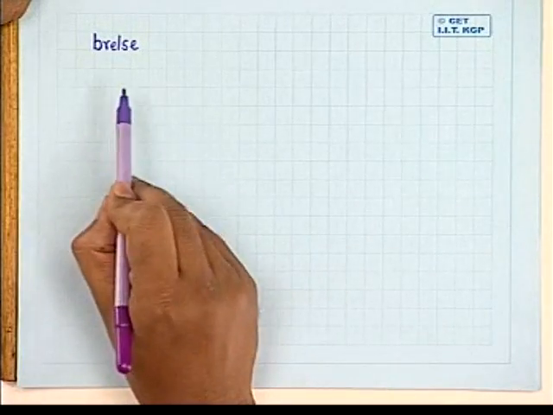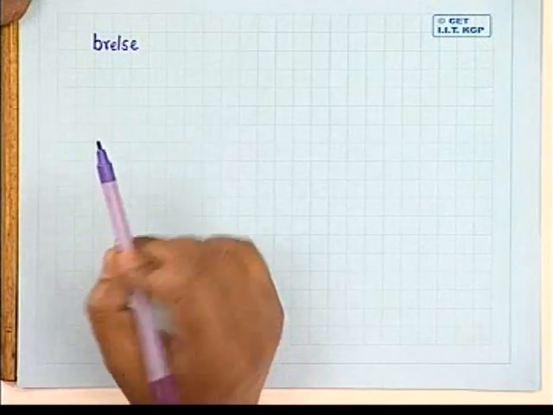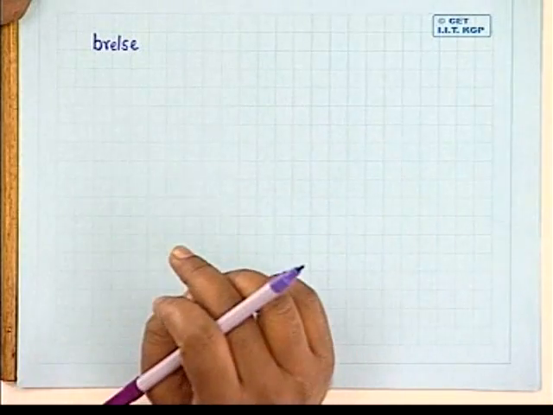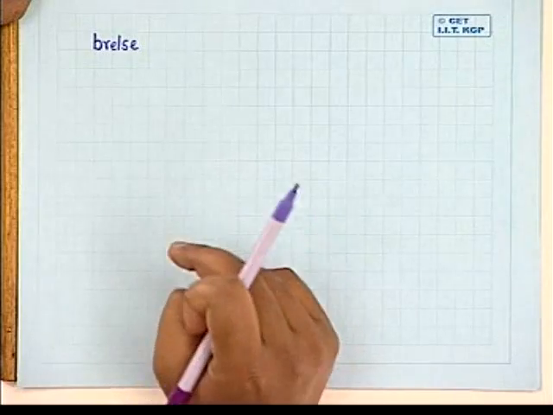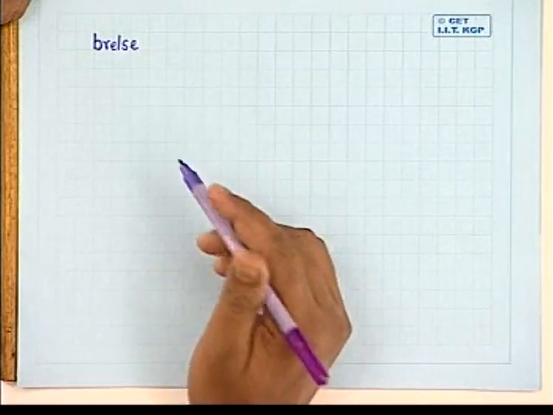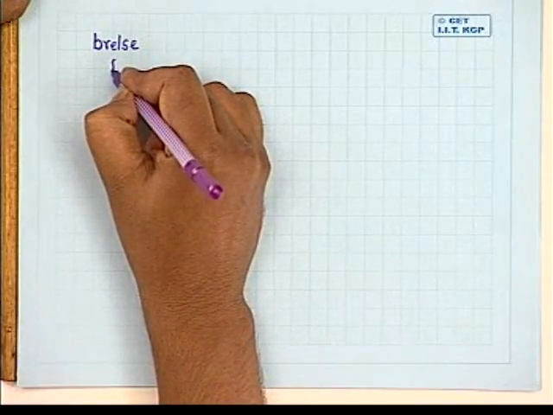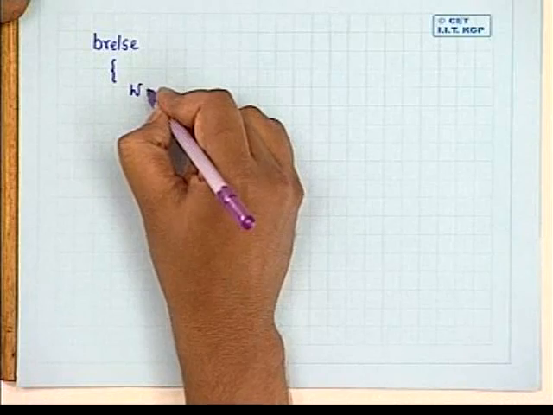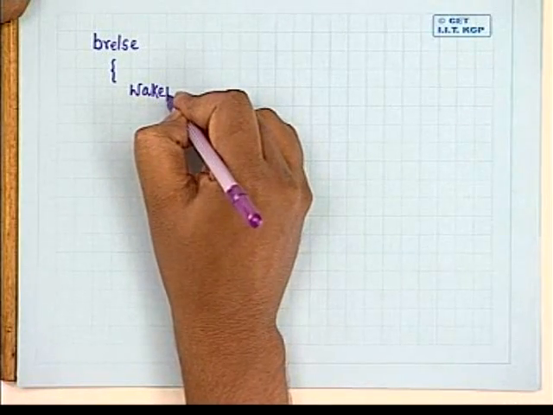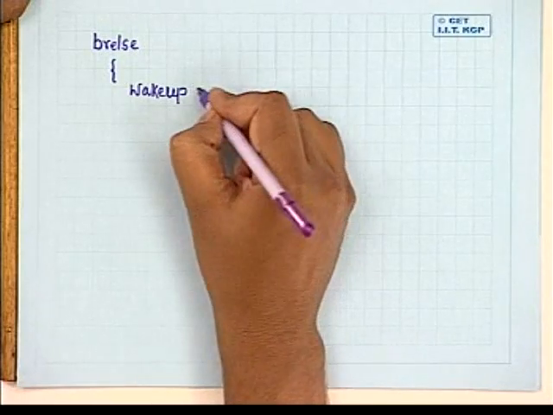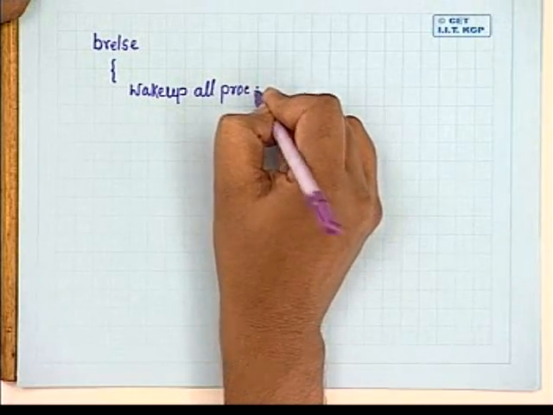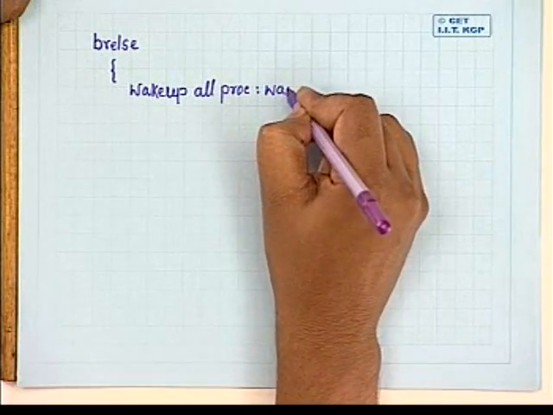Now whenever a buffer is made free by some process, the requirements of both kinds of processes are met: a process which is waiting for this particular buffer to become free, or a process which is waiting for any of the buffers to become free. So once a buffer is released, we have to wake up both kinds of processes. So first, let us write: wake up all processes waiting for any buffer to become free.